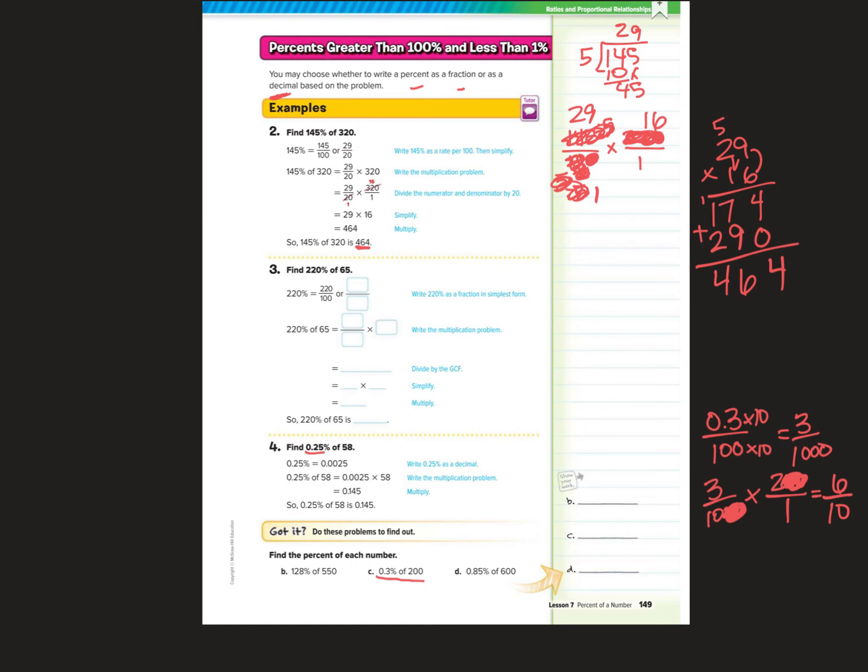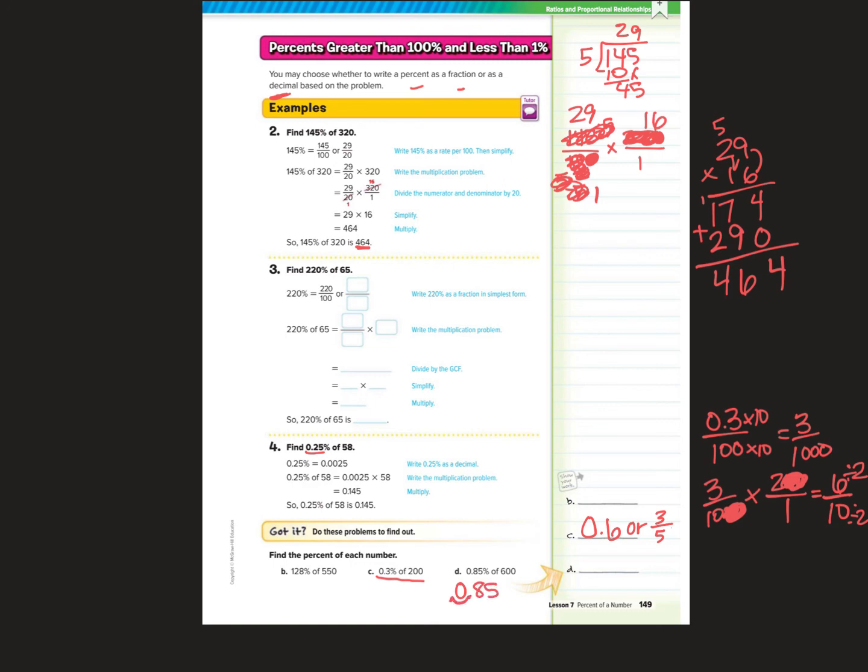So it would be 6 tenths, which we would reduce. I could divide the numerator by 2 and the denominator by 2, and get 3/5. 3/5.